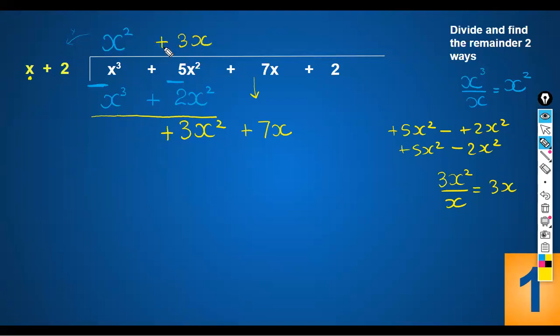I notice I write in all my signs. This yellow value, what are we going to do with it? We have to multiply both of them by it. Positive 3x by x is positive 3x squared. Positive 3x by positive 2 is positive 6x. Take down up to there.